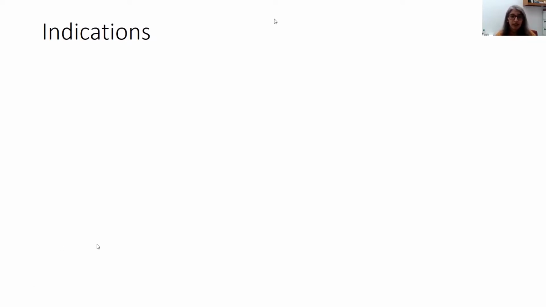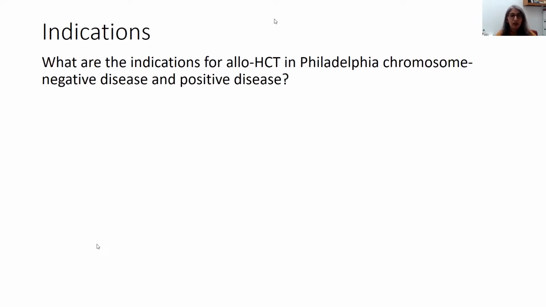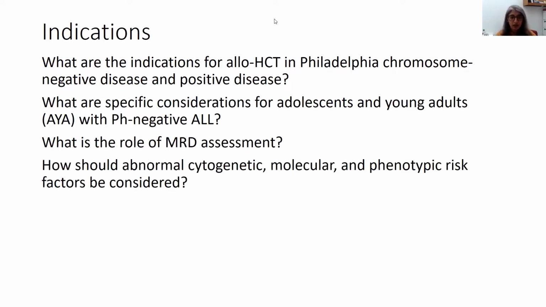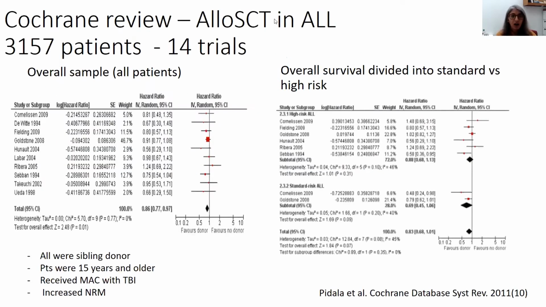When you're looking at the indications for the transplant, I will discuss indications of allo transplant in both Philadelphia negative and Philadelphia positive disease. Should patients who are adolescents and young adults be treated differently? What is the role for MRD assessment and why is that important? And should the abnormal cytogenetic, molecular, phenotypic risk really be considered when you're making a transplant recommendation?